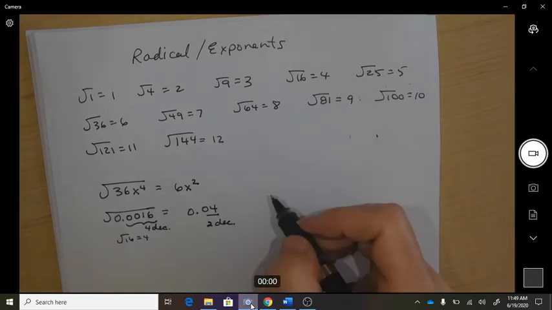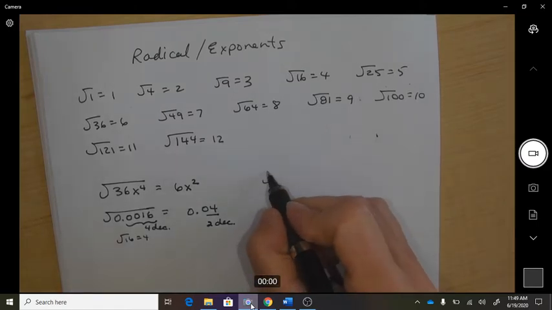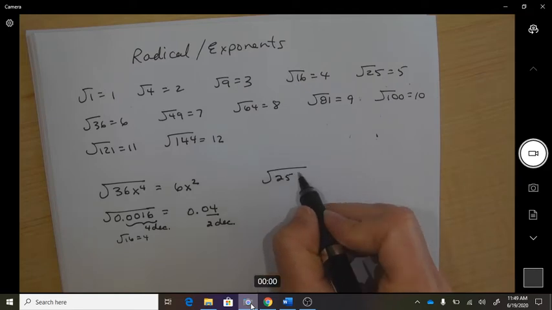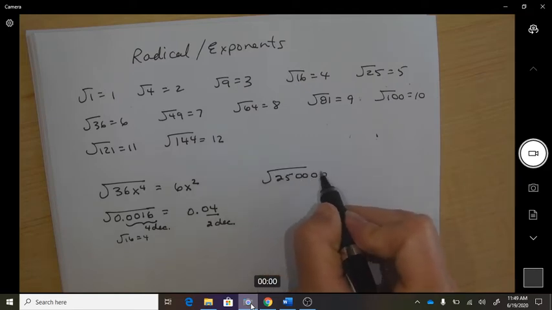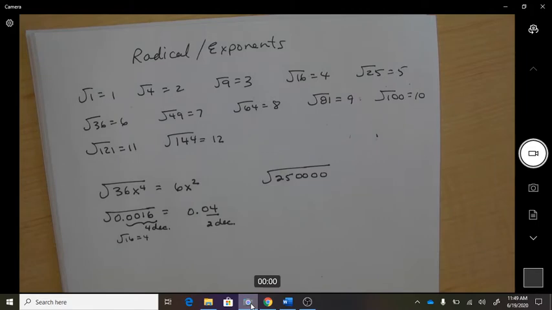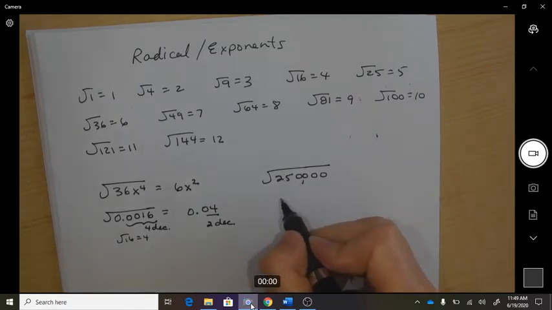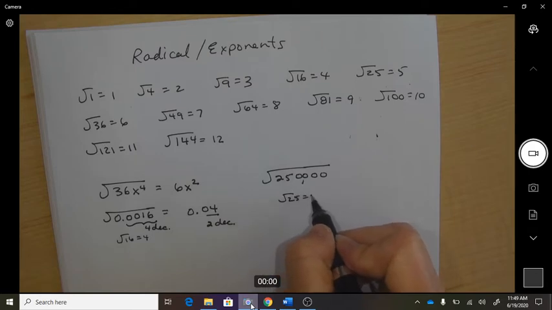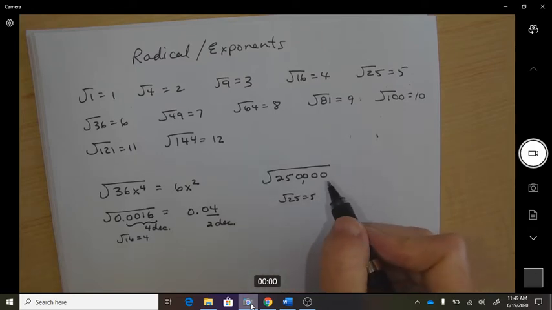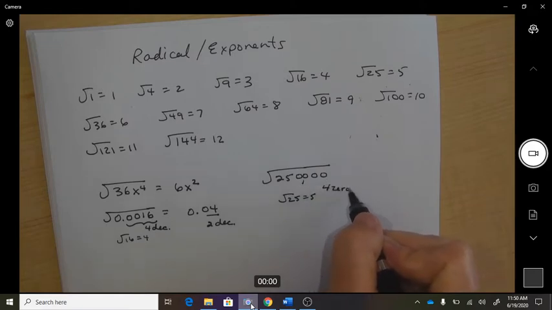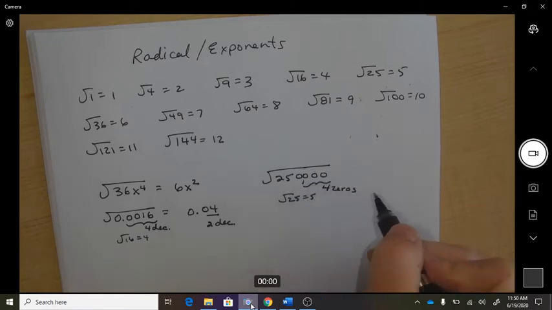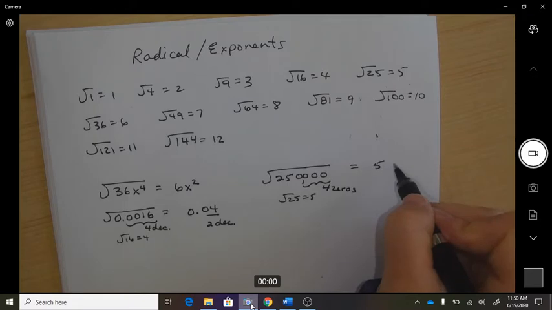Okay? The square root of 250,000. So the square root of 25 is 5. And then I'm counting 4 zeros. So my answer will be 5 with 2 zeros.